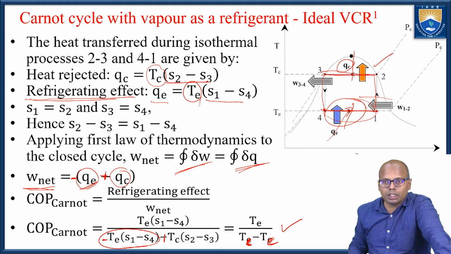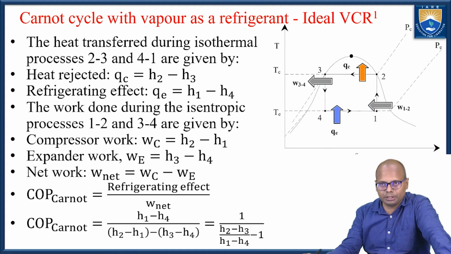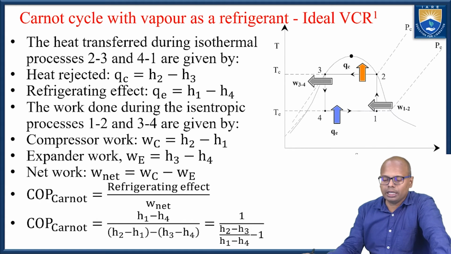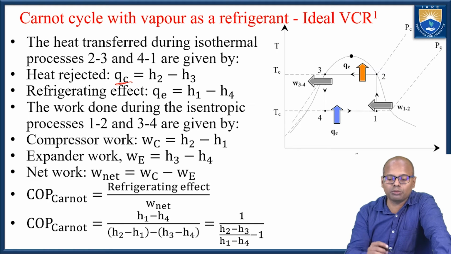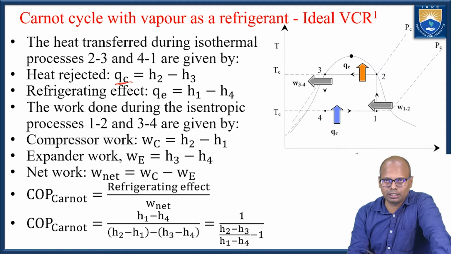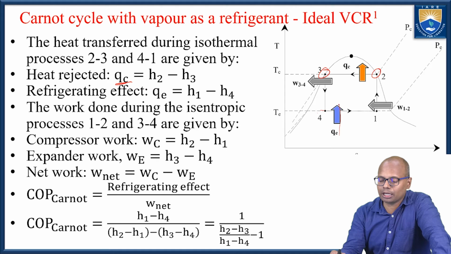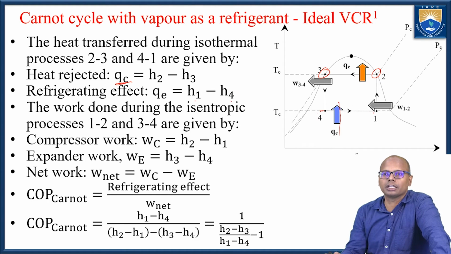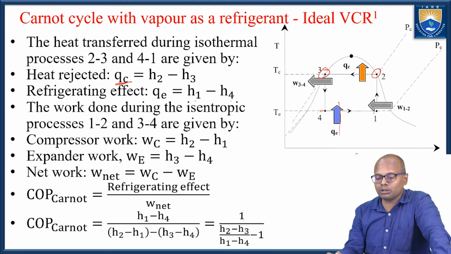Now, if I want to calculate in a different manner, say in the form of enthalpy, the amount of heat rejected QC is nothing but enthalpy at 2 minus enthalpy at 3. Here the enthalpy is getting reduced because heat is being removed. And in this case the heat is getting absorbed, so the enthalpy is increasing. So it is H1 minus H4. Now what is the work?